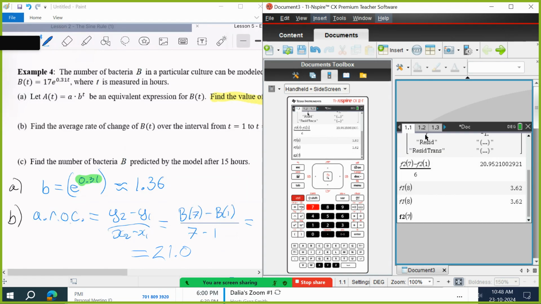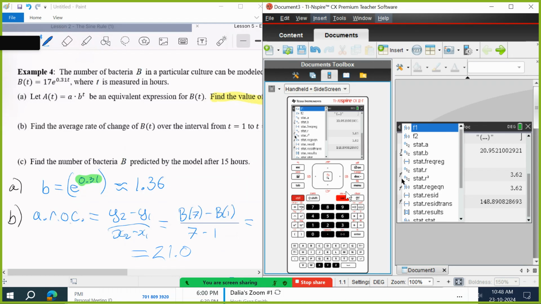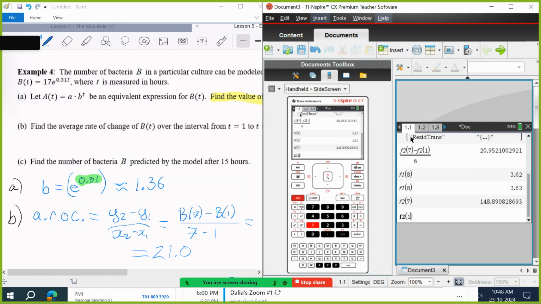So f2 of 7 is this value. We're subtracting f2 of 1, this value. Those are the two values. Those are the two y values we want, and then we found our rate of change.